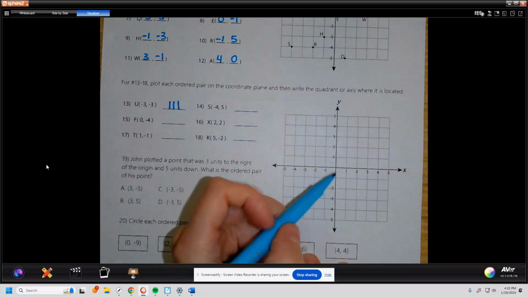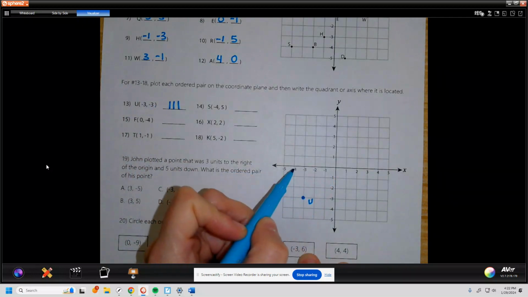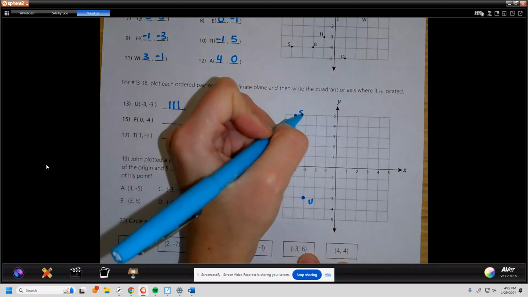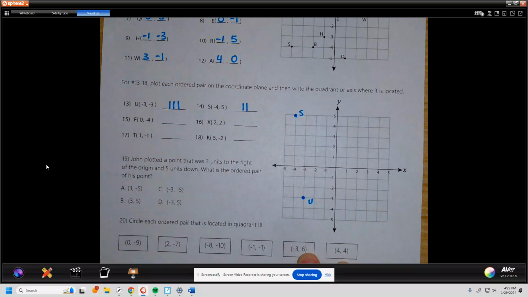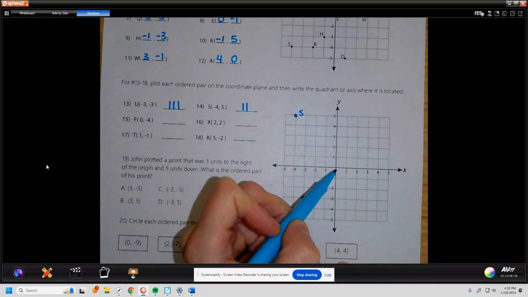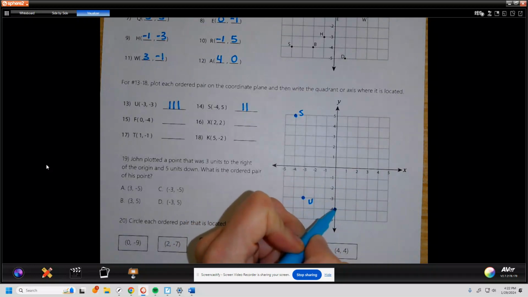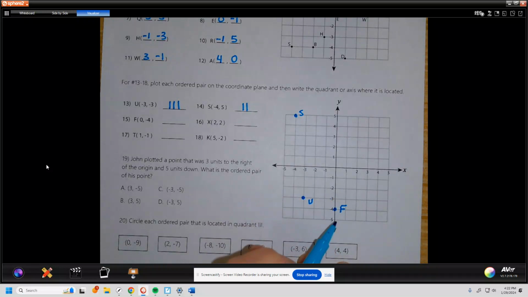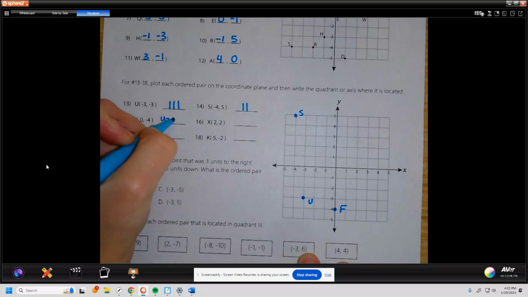14, I'm going to start at the origin. First, I'm going to go over to -4. Then I'm going to go up to +5. Label that point S. That's quadrant 2. Go back to the origin. First, it says 0, so don't move. Then -4 means go down 4. That is point F. So that's not technically in a quadrant. That's right on the y-axis. So you would put y-axis.